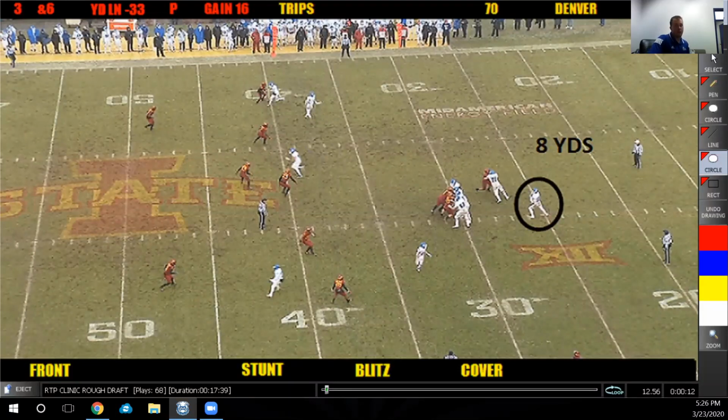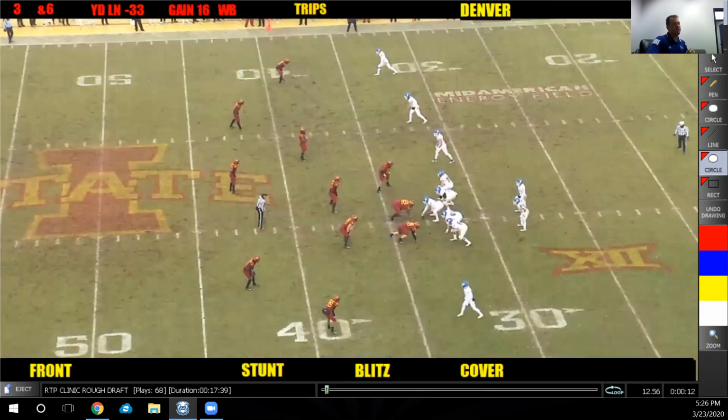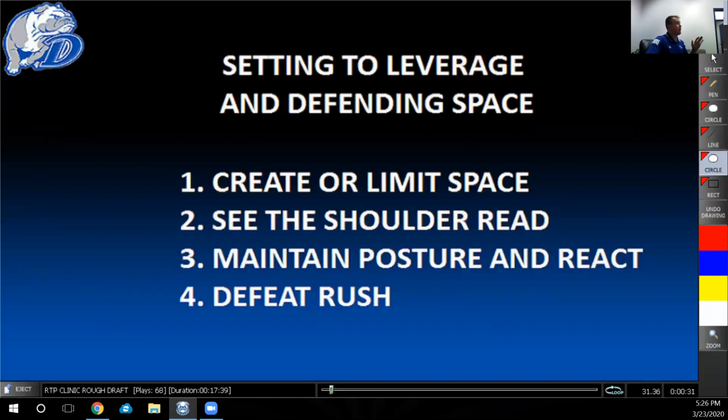But when I'm talking about pass pro development, the most important thing to do is to develop a great set. So you have to set to leverage and defend space.